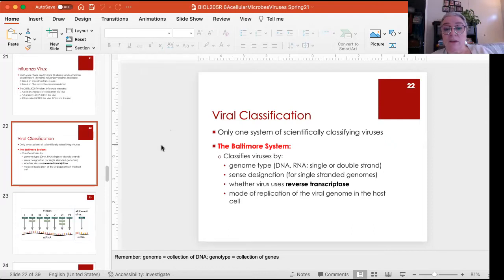The third item on the list is whether or not the virus uses an enzyme called reverse transcriptase. And the last one is how the virus is replicated by the host cell. What is the mode of replication? What is the process, in other words, that the host cell uses in order to copy the viral genetic material? So those are the 4 things that you have to know that the Baltimore system will classify.